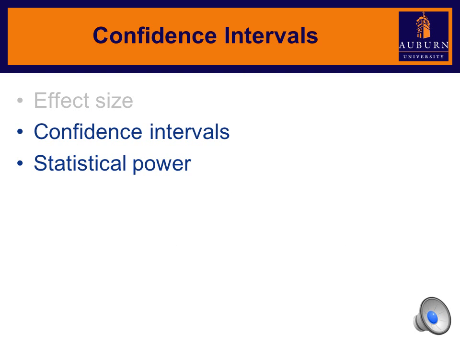So we've talked about the effect size, so let's move on. Let's talk about the confidence interval. The confidence interval is an estimate of where we expect the true population mean to fall given our measure of variability and the mean of our sample.